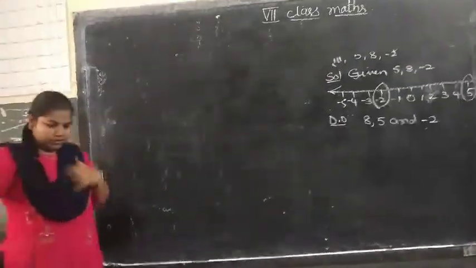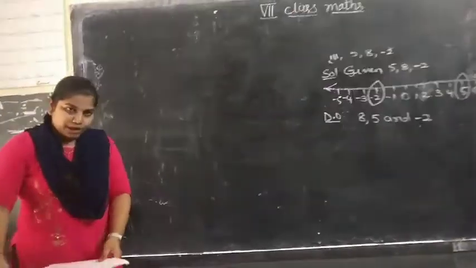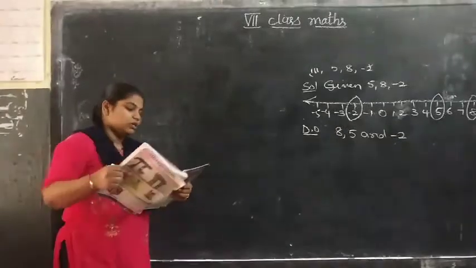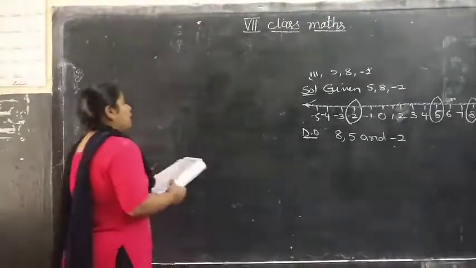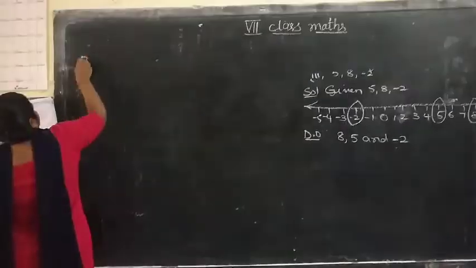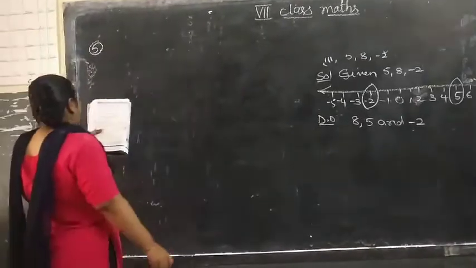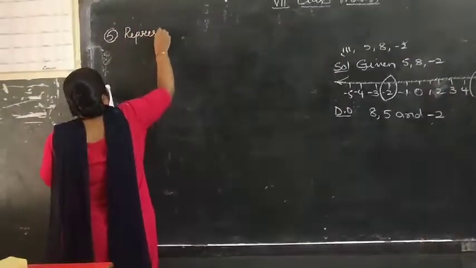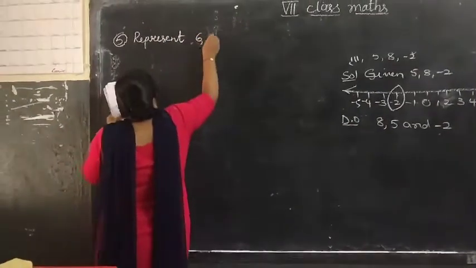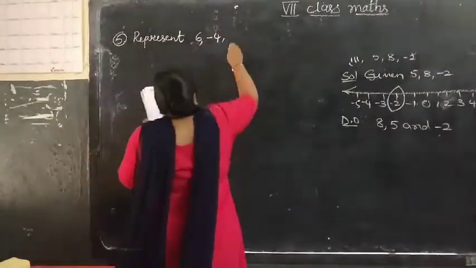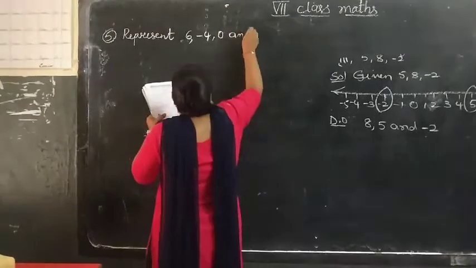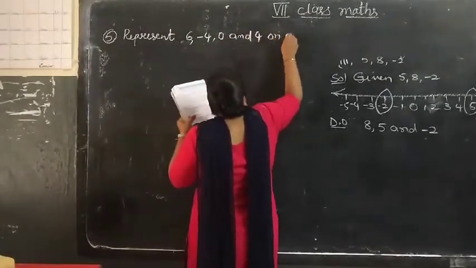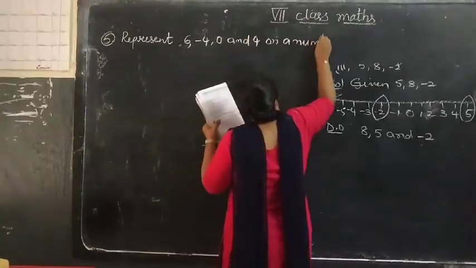So next bit is: represent 6, -4, 0 and 4 on your number line. So we have to represent on your number line the given numbers, the given integers. So represent 6, -4, 0 and 4 on your number line.